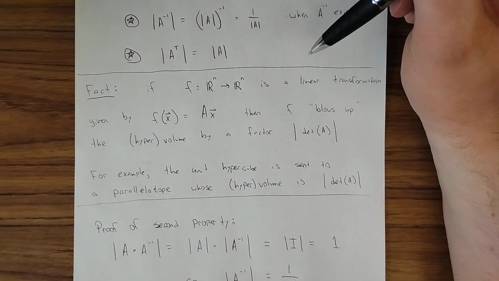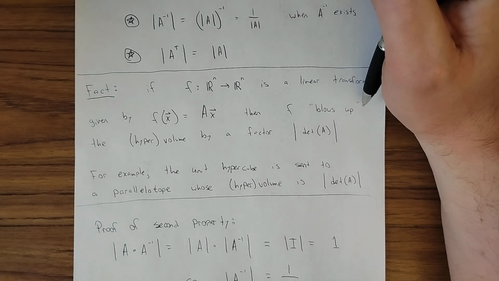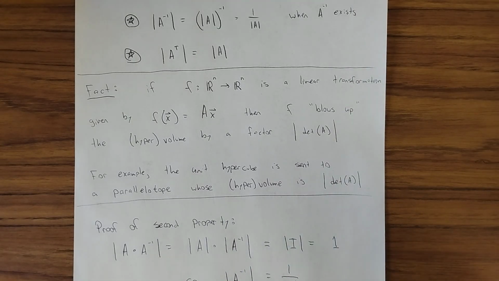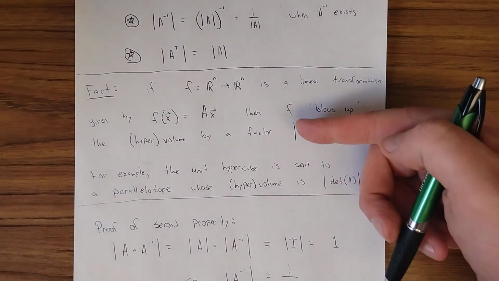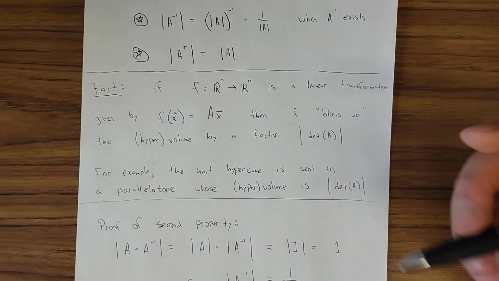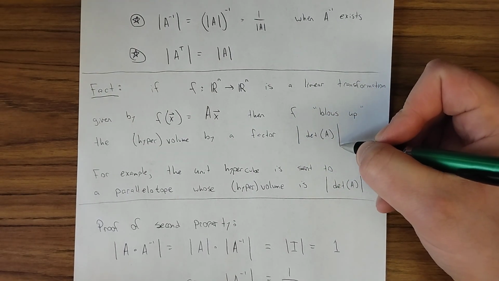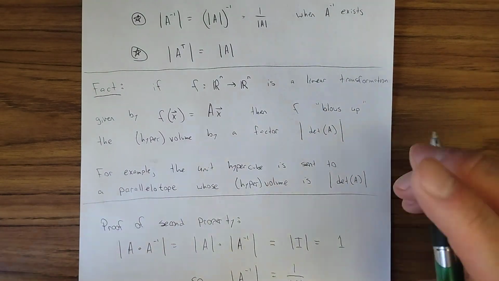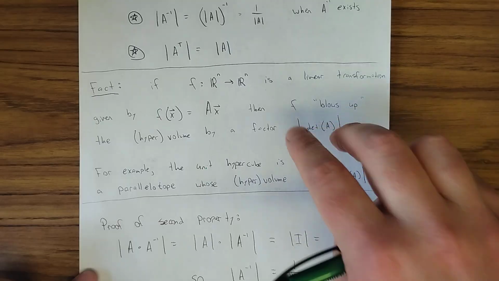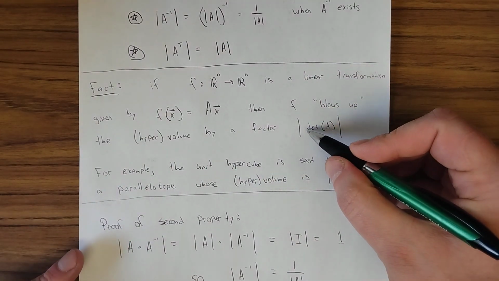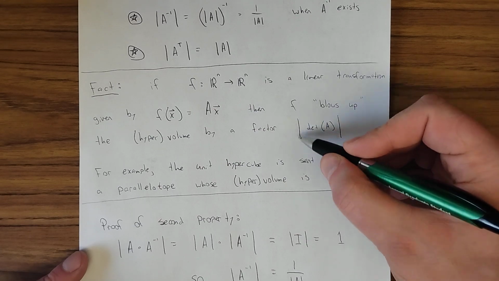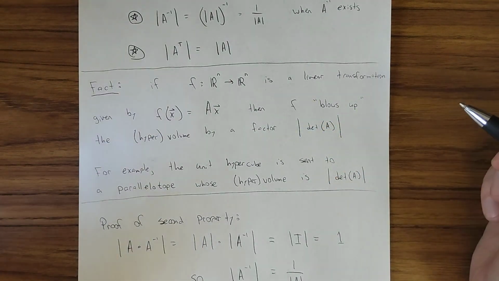And the general fact that you may remember, you may be more familiar with this in 2 dimensions or 3 dimensions, but I'm going to n dimensions in general: this linear transformation blows up the hypervolume by a factor of the absolute value of the determinant. And right, these really are absolute value signs. I know that it's a little bit confusing because sometimes we use vertical lines to denote the determinant of A. Here I literally mean you take the determinant, and if it's negative, then you switch it to positive. So these are absolute value signs.